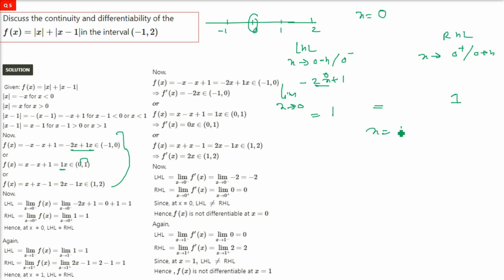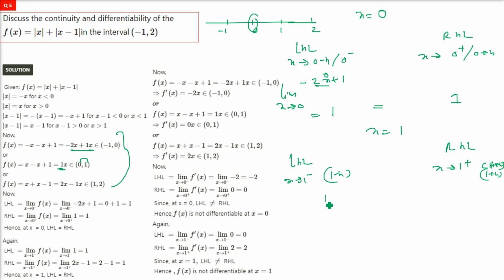Now we are going to check at x equals to 1. Same thing we are going to do. LHL will be x tends to 1 minus, RHL will be x tends to 1 plus. So 1 minus h, 1 plus h you can always use, but I am not going to use it because we have already solved it. We know what the values are in these intervals. The way of solving will be the same.